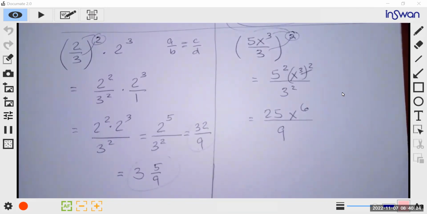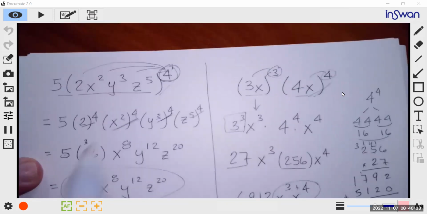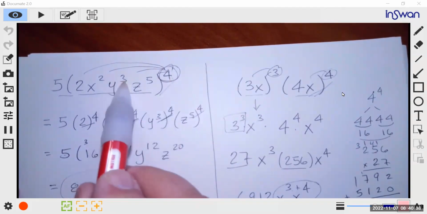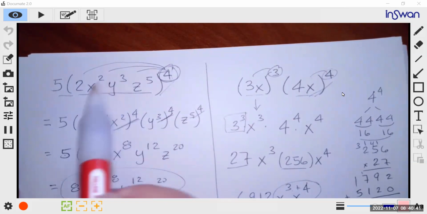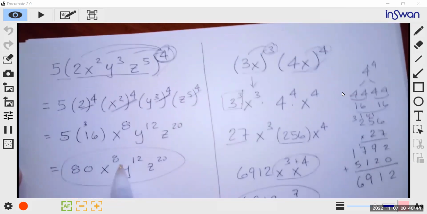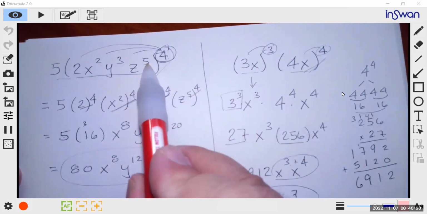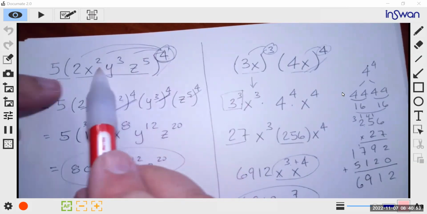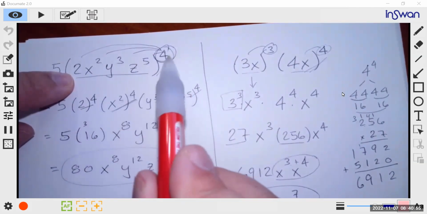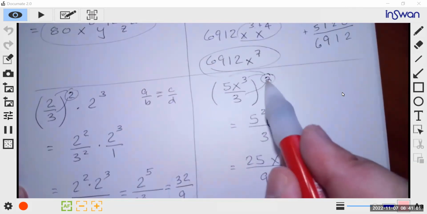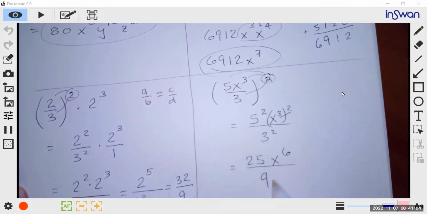Whenever, inside the parentheses, you have numbers that have an exponent, these numbers all had exponents and are raised to a power. So what do you do there? Since it's an exponent raised to a power, you multiply these. 2 times 4 is 8. 3 times 4 is 12. 5 times 4 is 20. So whenever you have exponents inside parentheses and another exponent on the outside, multiply them. Same thing here. Here's an exponent to another, you multiply those. 3 times 2 is 6.